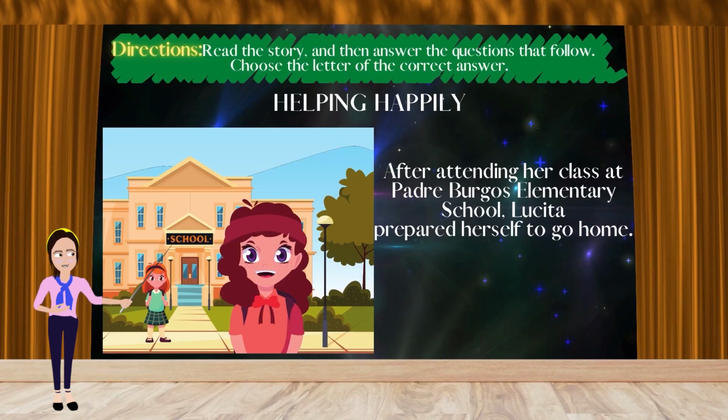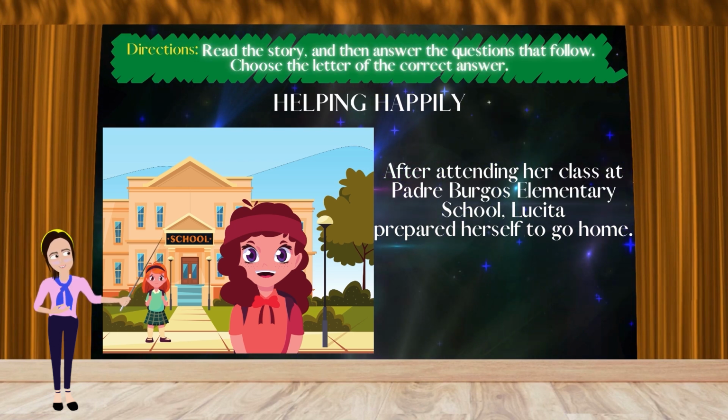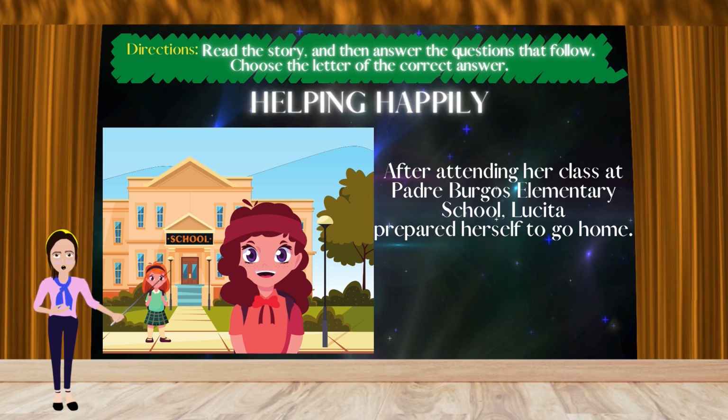Now let us try to answer this activity. Directions. Read the story and then answer the questions that follow. Choose the letter of the correct answer. Helping happily.